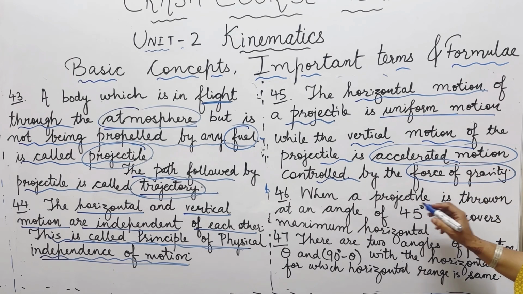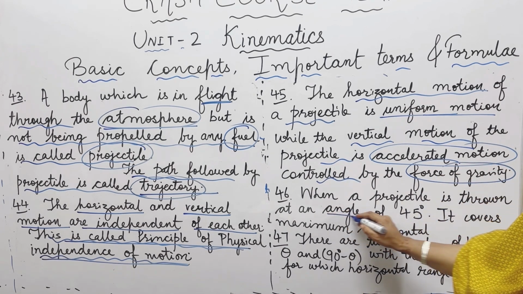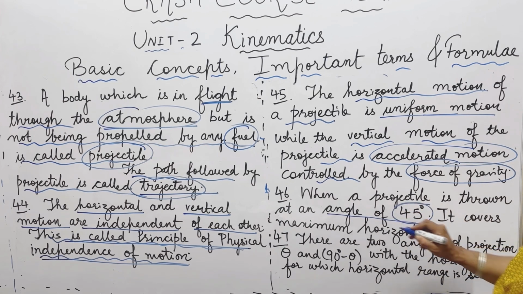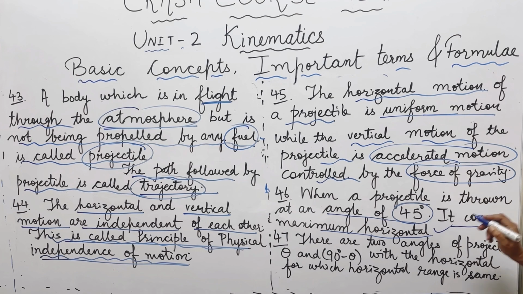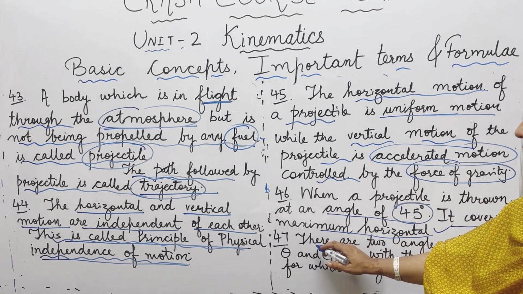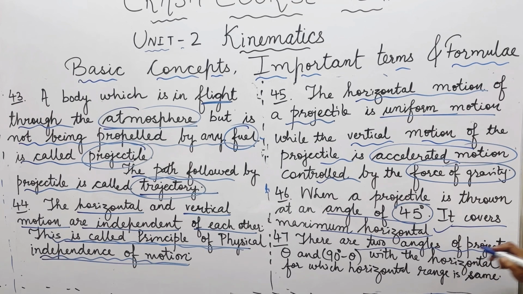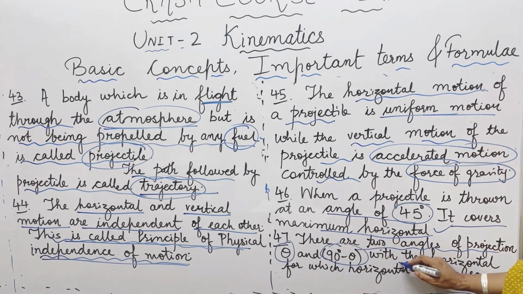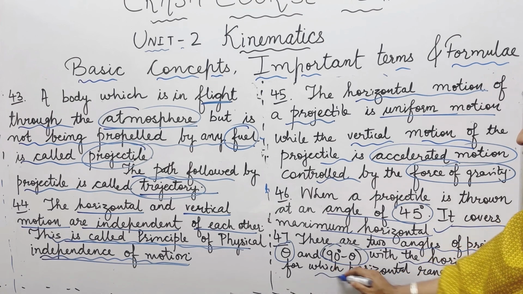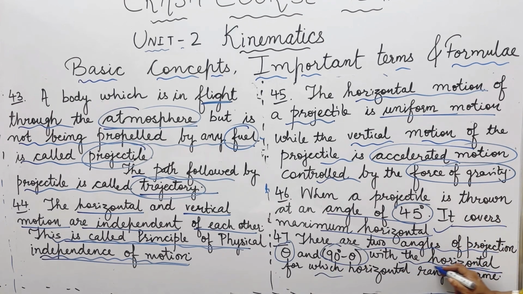When a projectile is thrown at an angle of 45 degrees, it is going to cover the maximum horizontal range. Maximum horizontal range is at a 45 degree angle of throw. There are two angles of projection, theta and 90 degrees minus theta, with the horizontal, for which the horizontal range is going to remain the same.